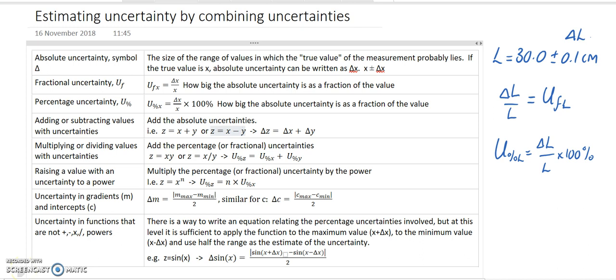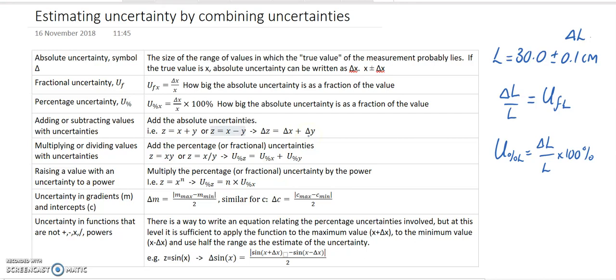Then if you're adding or subtracting values that have an uncertainty, so for instance if you were taking the length of an object by measuring the position off of both ends of a ruler, so z is x plus y or z is x minus y, then the absolute uncertainty on z, delta z, is the absolute uncertainty on x plus the absolute uncertainty on y.